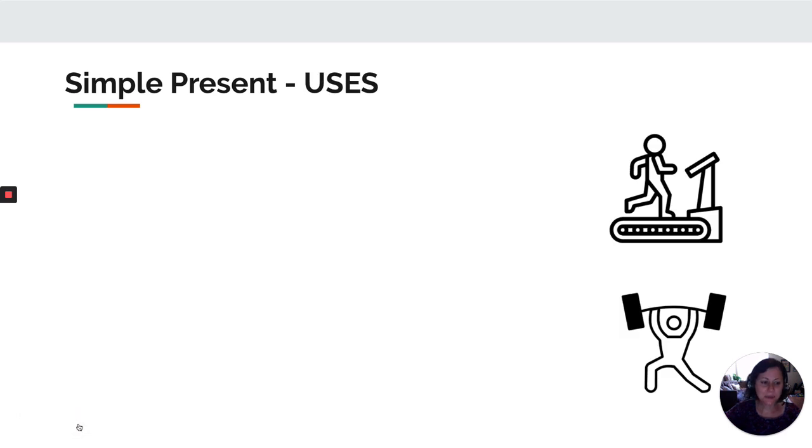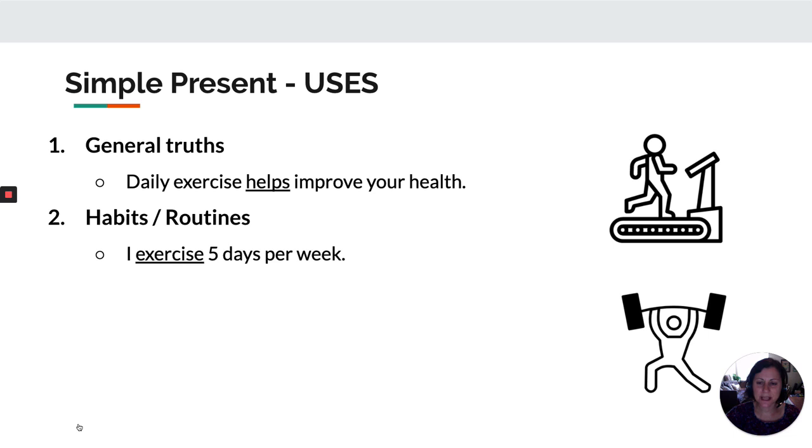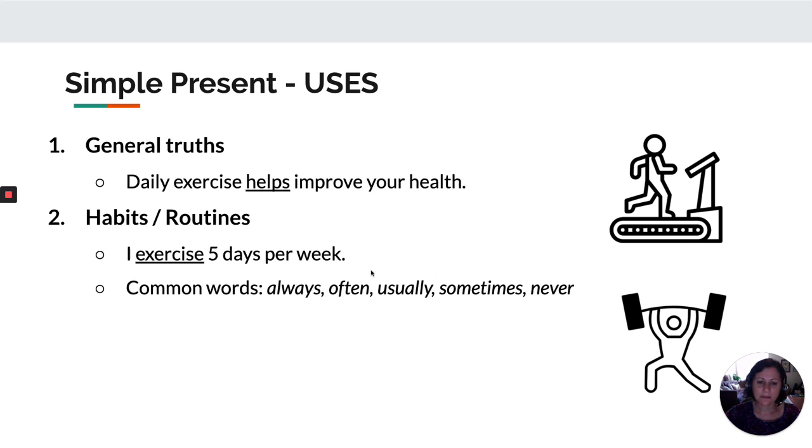Uses. So how do we use the simple present tense? We use it for general truths. Daily exercise helps improve your health. This is generally true. Habits and routines. I exercise 5 days per week. You'll see words like always, often, usually, sometimes, never. That way you know that this person is talking about a habit or routine.